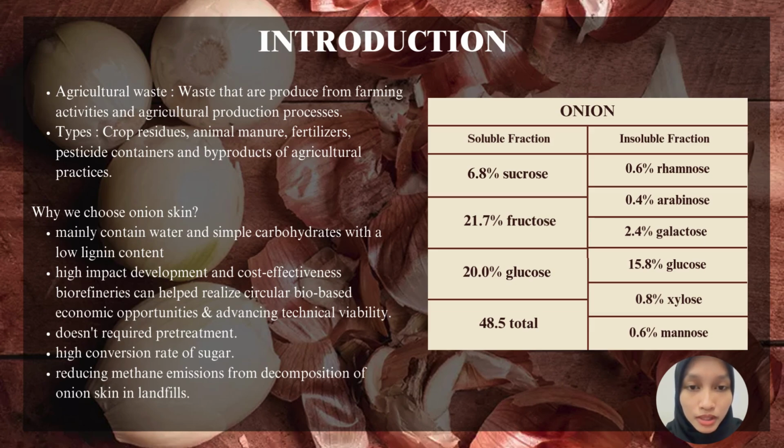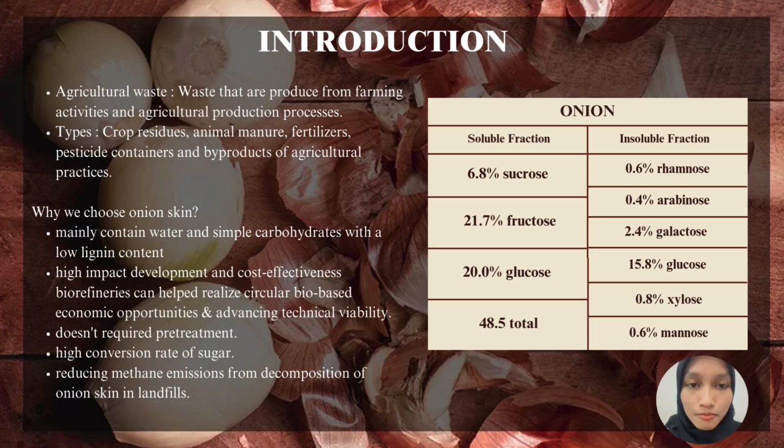Agriculture waste is waste that is produced from farming activities and also agricultural production processes. There are several types of agriculture waste, which are crop residues, animal manure, fertilizers, pesticide contaminants, and also byproducts of agriculture practices. In order to produce bioethanol, we are choosing onion skin because it mainly contains water and simple carbohydrate with a low lignin content.